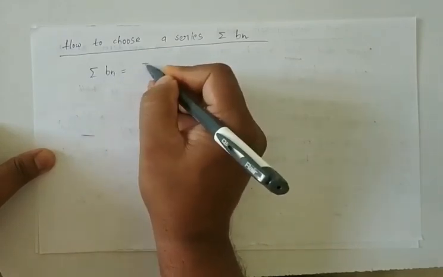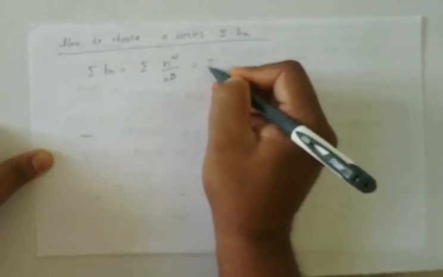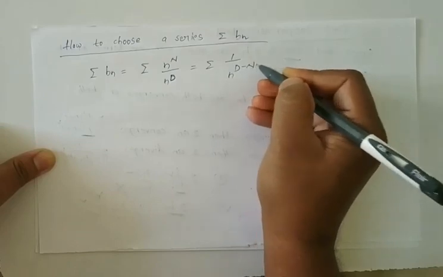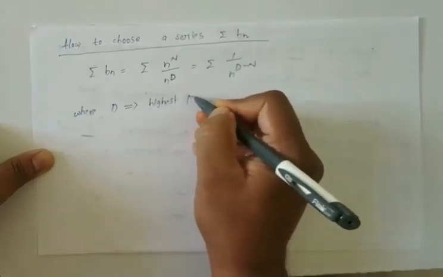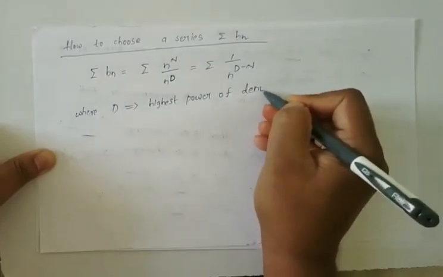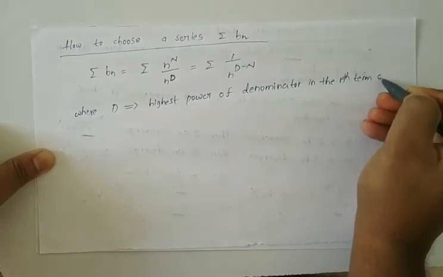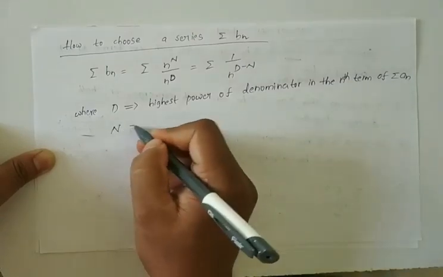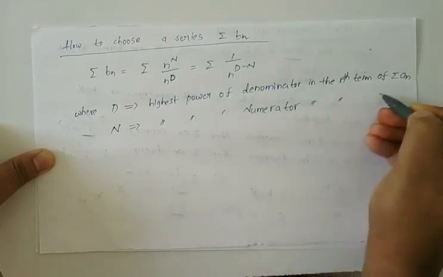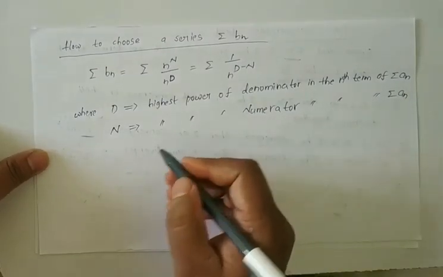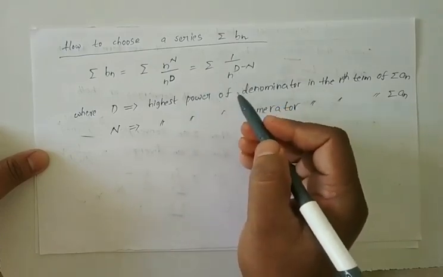Write down: summation bn is equal to summation n power capital N by n power capital D, which is equal to summation 1 by n power capital D minus capital N, where D is the highest power of the denominator in the nth term of summation an, and N is the highest power of the numerator in the nth term of summation an.